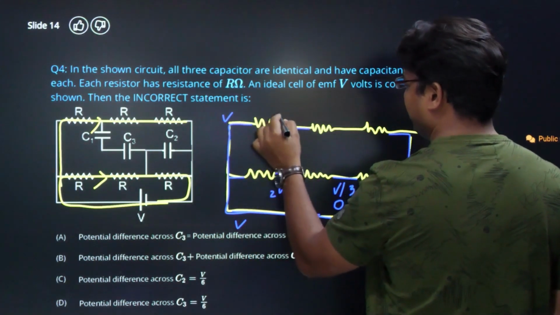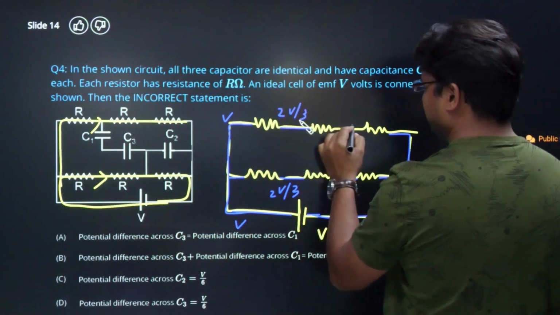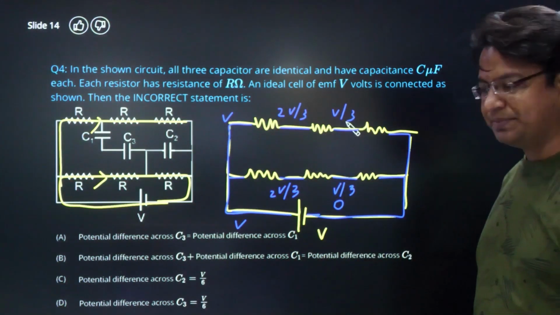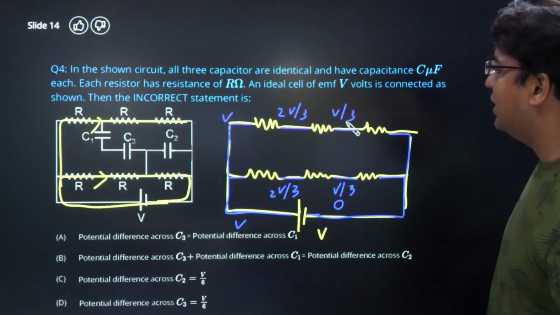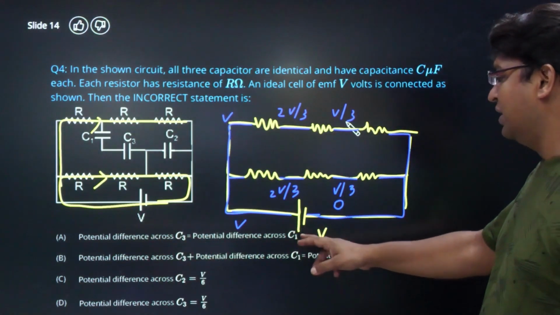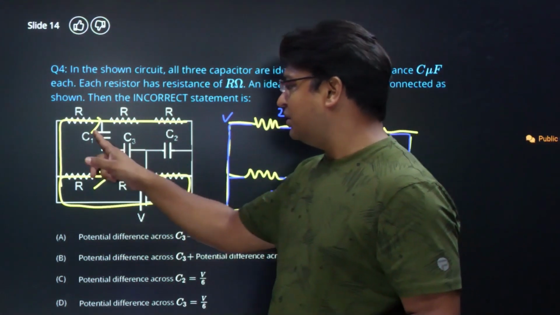Now this will again have a potential of 2V by 3. This will again have a potential of V by 3. So these are the potential distributions. Now let's read the options. So potential difference across C3 and C1 is equal. So see, they are equal in magnitude.